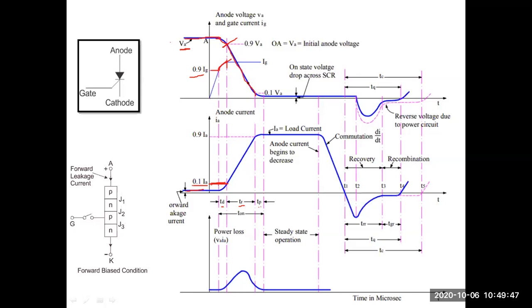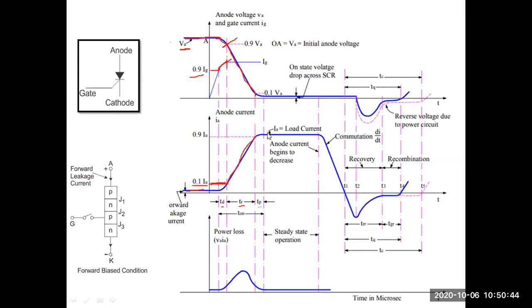Or in terms of anode current, if you want to define it, it is the time taken for the anode current to reach from 10% to 90% of the anode current. So the time taken for the anode current to reach 10% to 90% of the final value. Final value in the sense of the anode current. So this is how the anode current is rising.